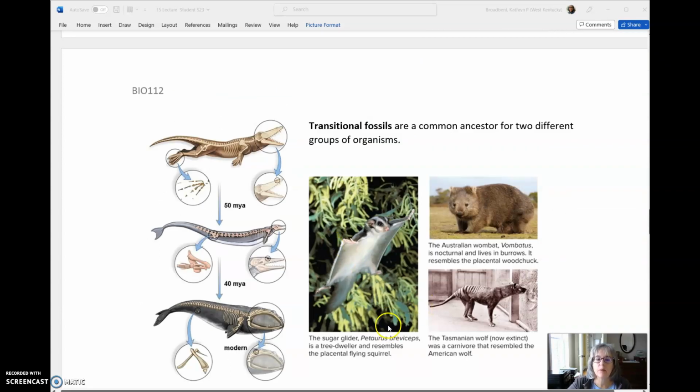But we can also see the same sort of thing in Tasmanian wolves. They're now extinct, but they're a carnivore, and they resemble an American wolf. So they have the same niche, but they're not related to each other. The Australian wombat is nocturnal and lives in burrows and resembles the woodchuck. But it only lives in Australia. You don't find the wombat anywhere else. And the sugar glider is the same way. It resembles a flying squirrel, but it's not really related to the squirrel. It just evolved in a different area.